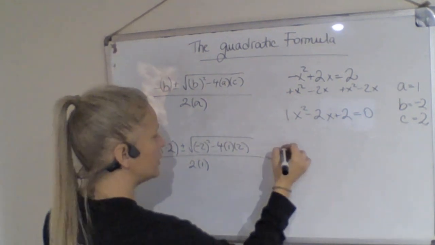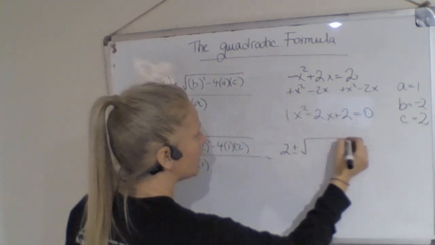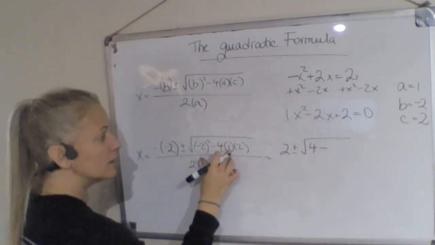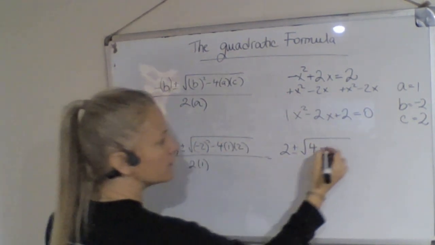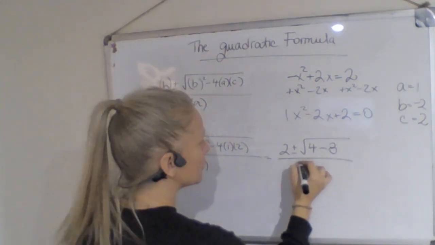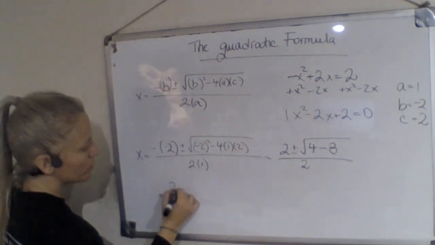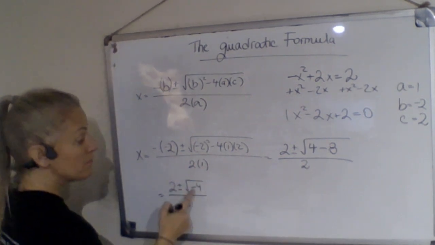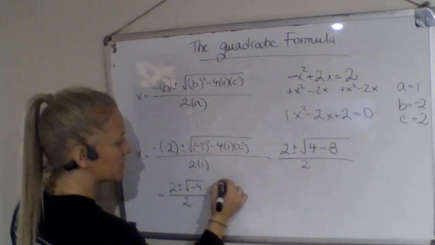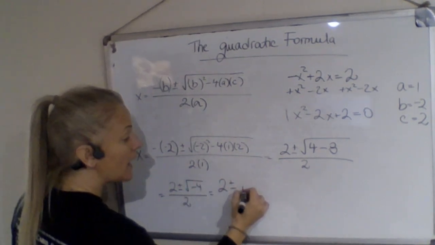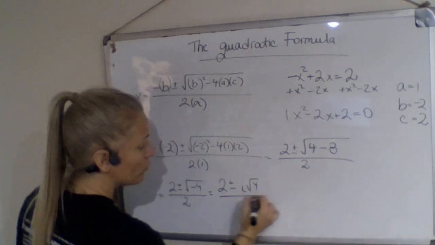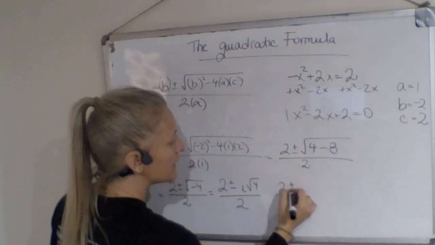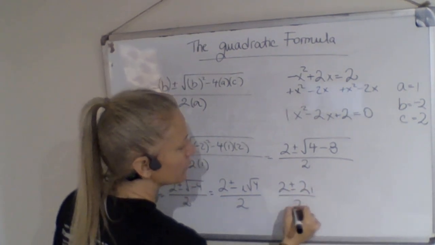-2 becomes a positive 2. Plus or minus square root of -2 squared is 4 minus 4 times 1, -4 times 2, -8, all over 2. This becomes 2 plus or minus square root of negative 4 over 2. That's a negative 4. That comes to 2 plus or minus i square root of 4 over 2. What's square root of 4, guys? 2, right? So this becomes 2 plus or minus 2i over 2.